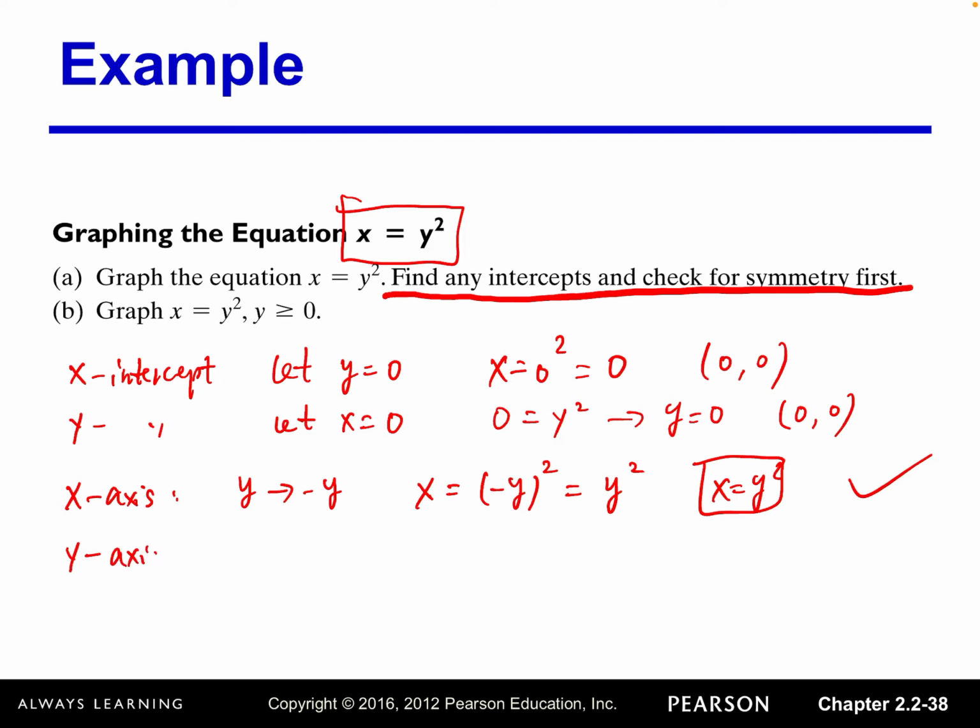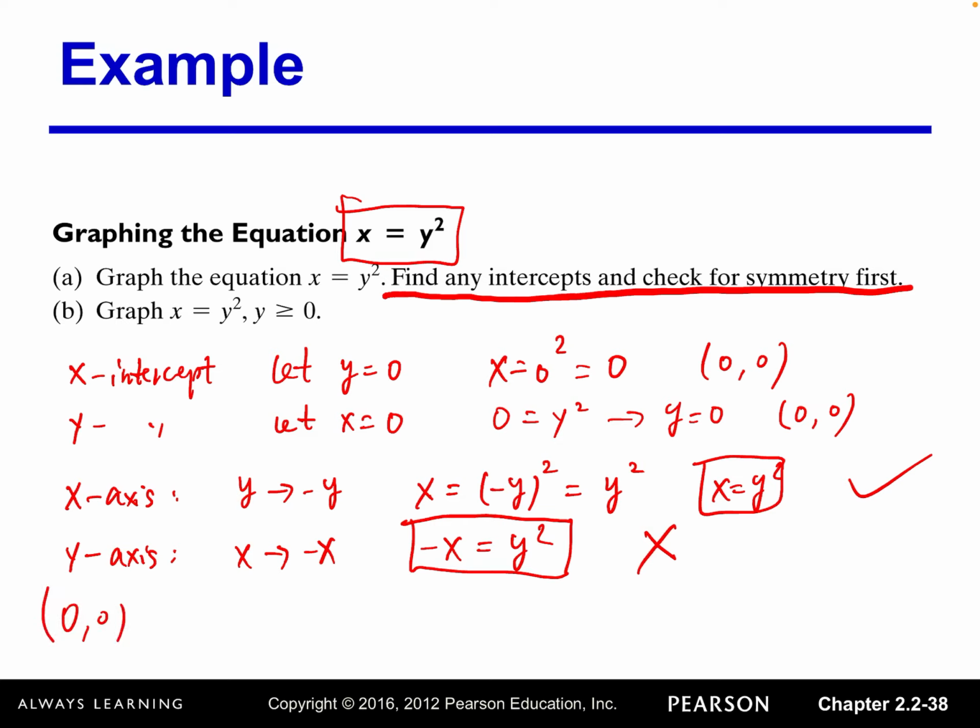And then testing the y-axis, we replace x by its negative, and then we get negative x equals y squared. So this is already simplified. Compare with the original, right? It's not the same, right? The left-hand side is missing the sign, the right-hand side is the same. So no symmetrical property with respect to the y-axis.